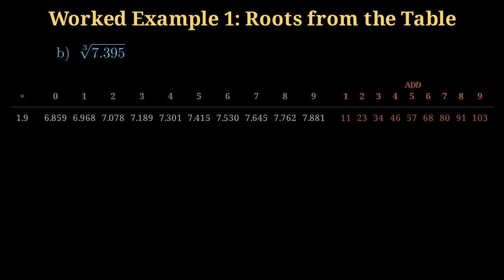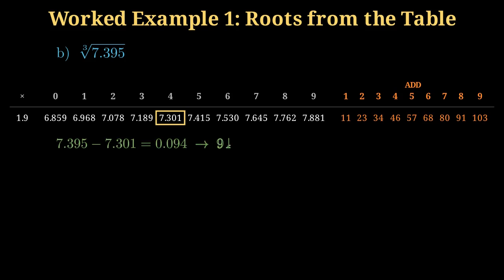Search the body, and this time it is not printed. Here is the row it falls in. Take the value closest to it but smaller, 7.301. Row label 1.9, column heading 4, the root starts 1.94. Now the 4th figure, subtract: 7.395 minus 7.301 leaves 0.094, or 94 in the units of the last digit.